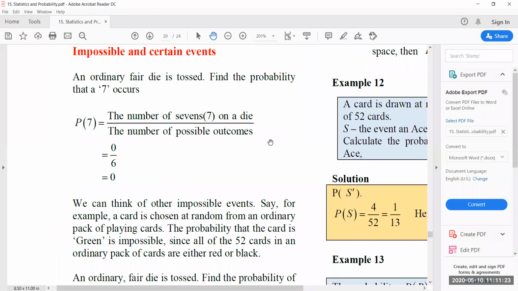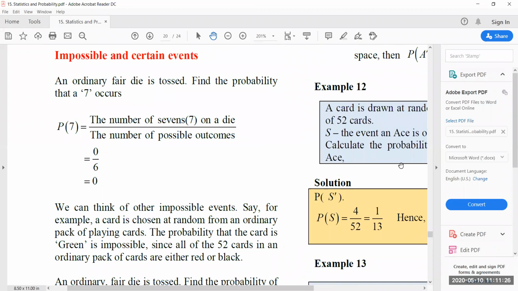Impossible and certain events. An ordinary fair die is tossed. Find the probability that a 7 occurs. So it will be the number of 7s on a die over the number of possible outcomes. How many 7s are there in a die? None, right? So 0 out of 6, which will give us 0. Agreed?